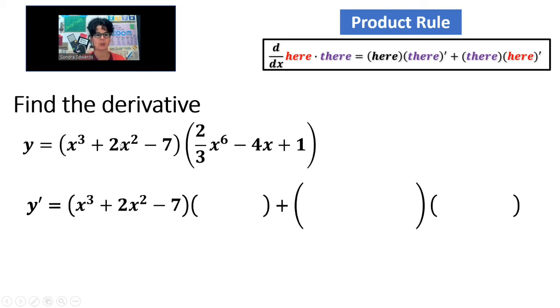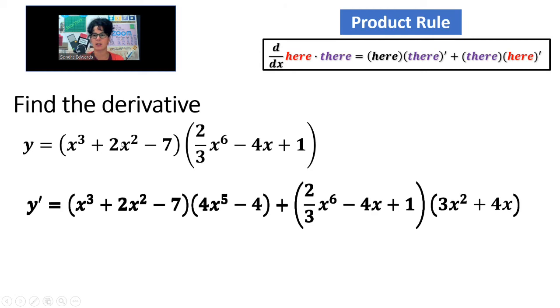All right, so there's my first one just brought down. Now let's find the derivative of what's inside here. The 6 moves to the front, 2/3 times 6. The 6 and 3 cancel, giving us 2 times that 2. So we have 4x to the 5th. The derivative of negative 4x is just minus 4, and the derivative of 1 is 0. So we've written down the first one times the derivative of that second one, plus, and then we have the second one times the derivative of the first one. So the derivative of x cubed is 3x squared, the derivative of 2x squared is 4x, and the derivative of minus 7 is 0. We have done the calculus.